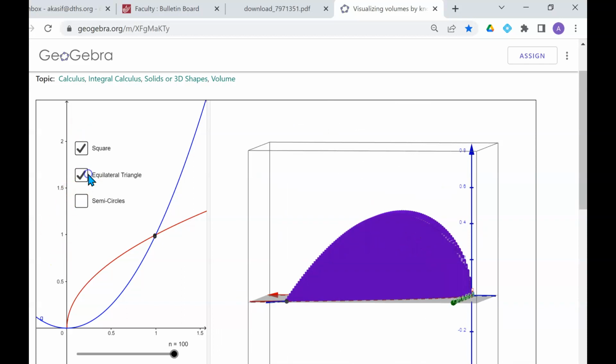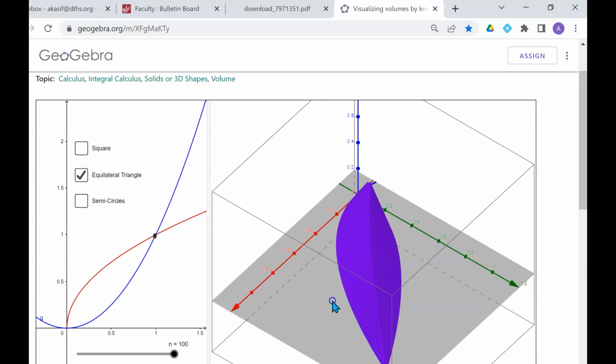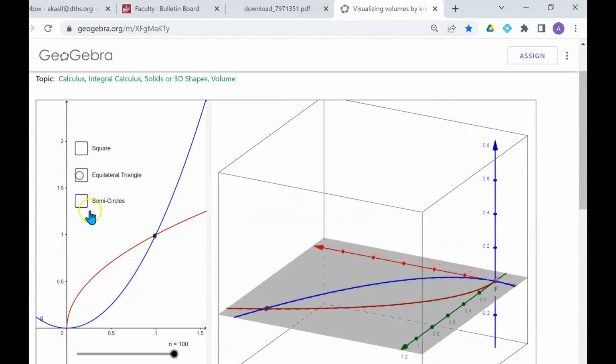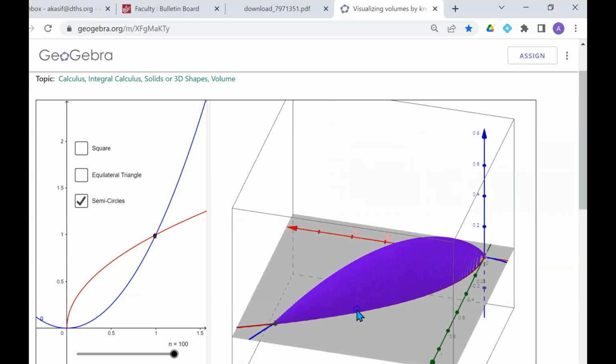Now we can change that to triangles. So now how does that shape look? A little bit different. And we could do semicircles. So now it's more rounded. So the idea is to figure out the dimensions for one cross section, and then we're going to integrate that over whatever interval we have. I like to show you that visual because it's really hard to picture when you're first doing them.